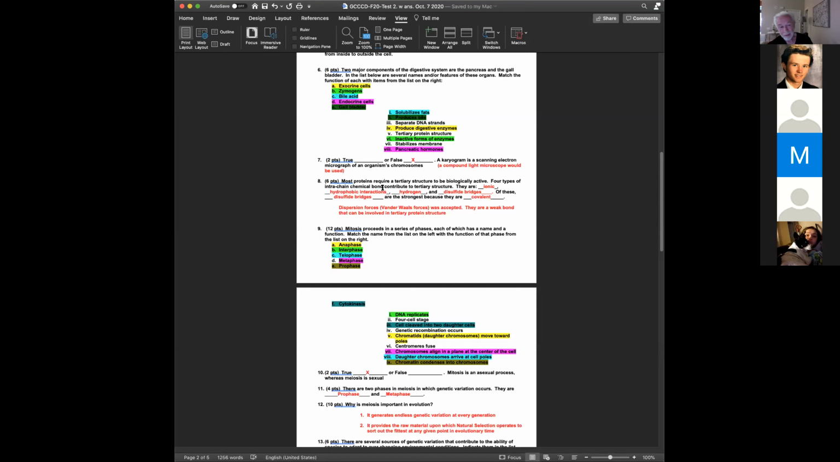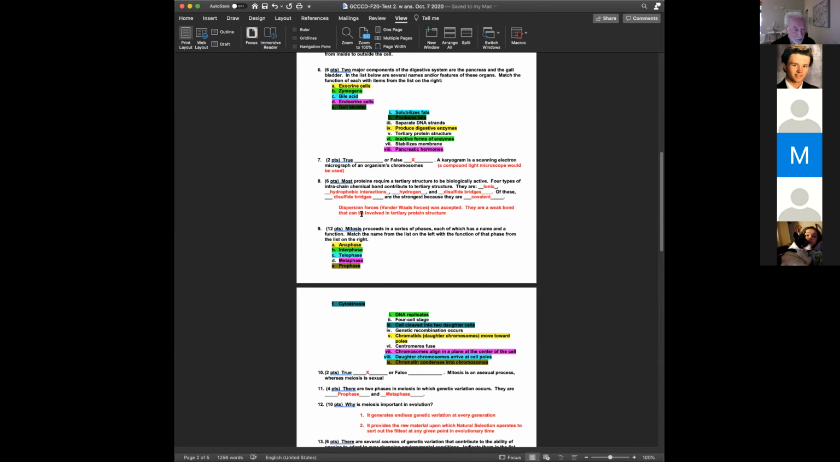Then the next question is about the bonds, chemical bonds found in the tertiary protein structure. Most of you got most of this right. The four bonds I was looking for: ionic, hydrophobic interactions, hydrogen bonds, and disulfide bridges. Of these, disulfide bridges are the strongest because they are covalent.